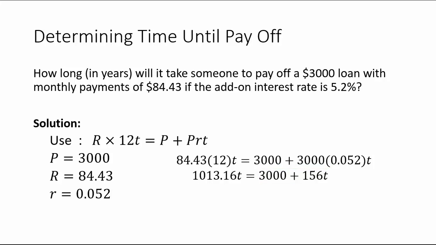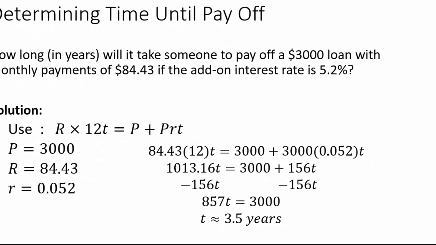Now we have an equation with a T term on one side and a T term on the other. We need to get those two T terms combined. So we need to move the 156T. In other words, subtract 156T from both sides. This is going to give us 857T equals 3,000. Now that 857 is being multiplied times T. We need to reverse that operation. And we need to do this on both sides to maintain balance. So we're going to divide by 857 on both sides. 3,000 divided by 857 is about 3.5. So T to the nearest tenth is 3.5 years.